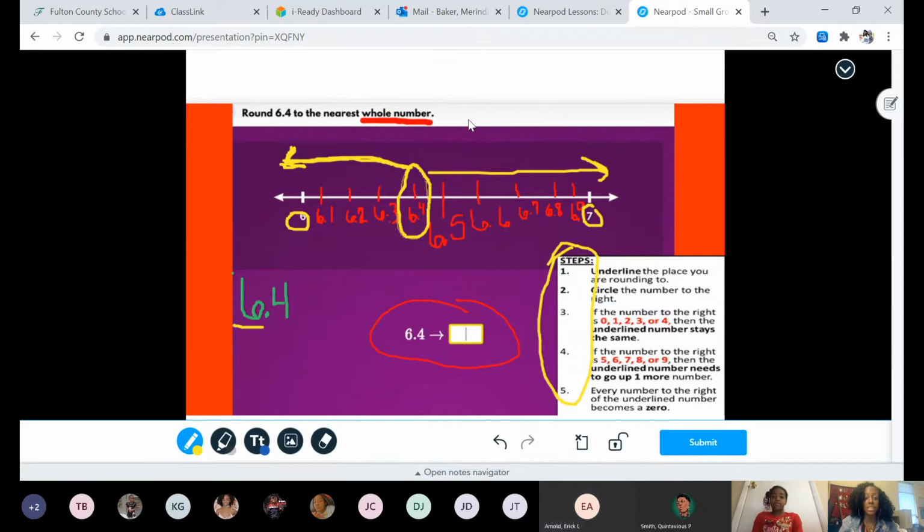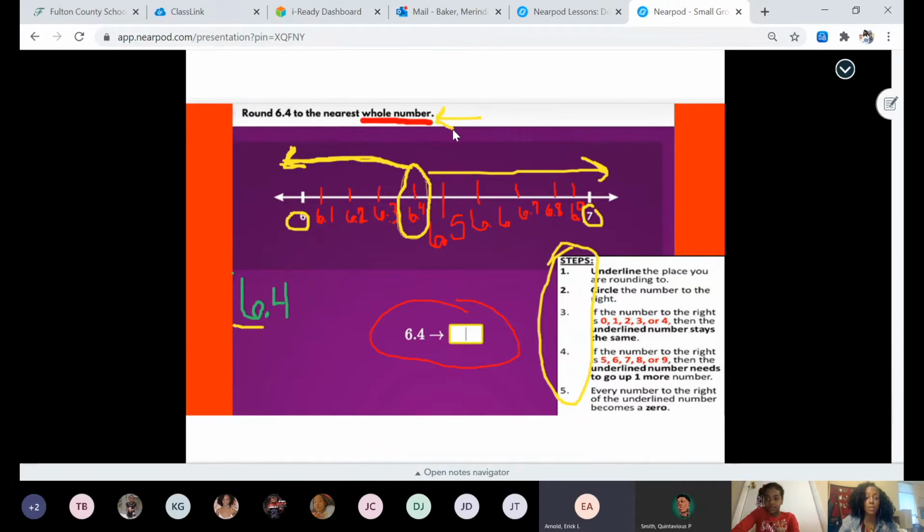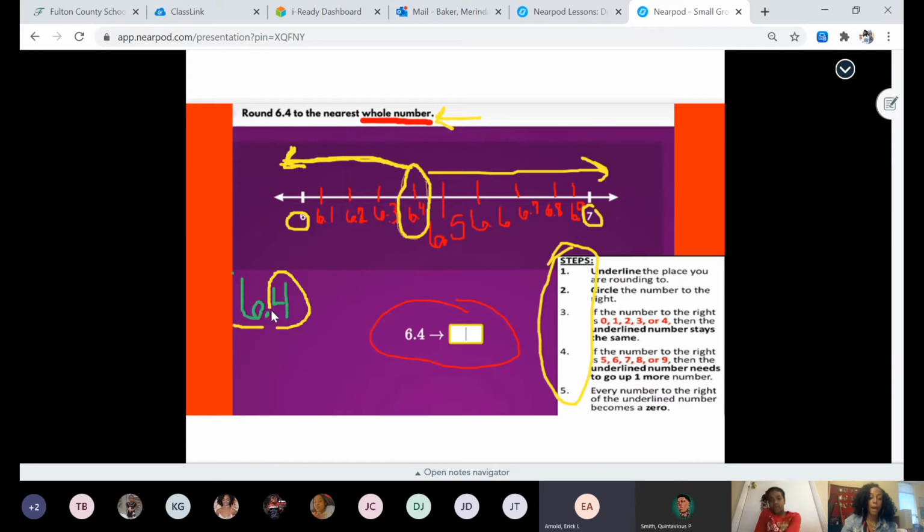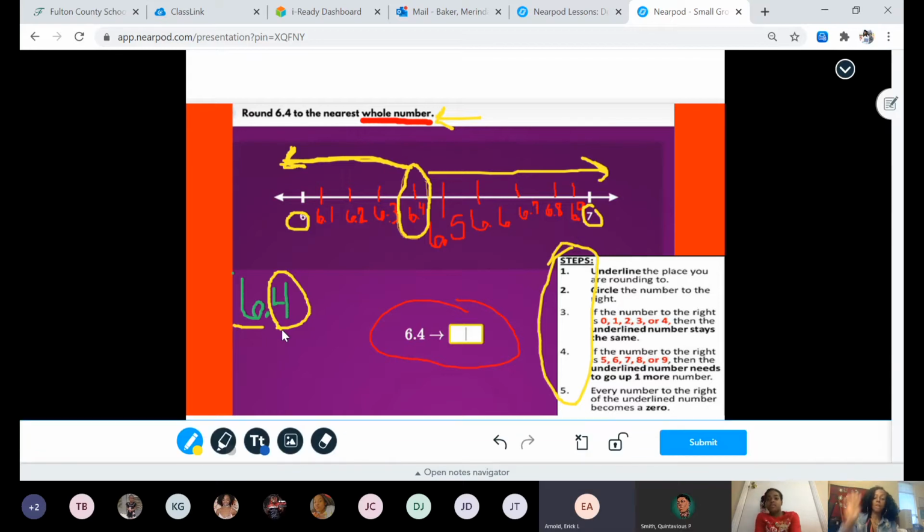If you notice, anytime it tells you to round to the nearest whole number, that means they want you to round to the 1's place. So that 6 is in the 1's place, meaning I underline my 6. Eric, what's the next step? Circle the number to the right of it. Yep. What digit is to the right of 6? 4. Yep. Now let's think about our rules. Is this 4 or less, or 5 or more? It's 4 or less.